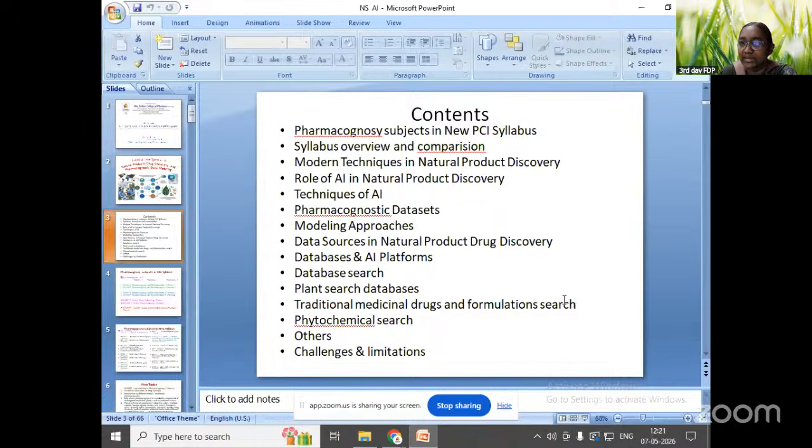So in this, there are three: plant search databases, traditional medicine drug and formulation search, and phytochemical search, and remaining other databases by which you can search for information regarding not only the natural products but also the synthetic compounds. And lastly, the challenges and limitations of AI with respect to our natural product drug discovery.